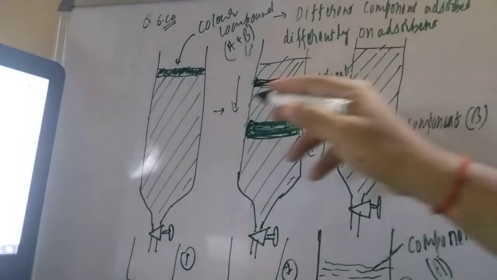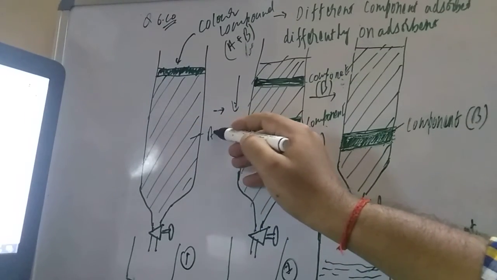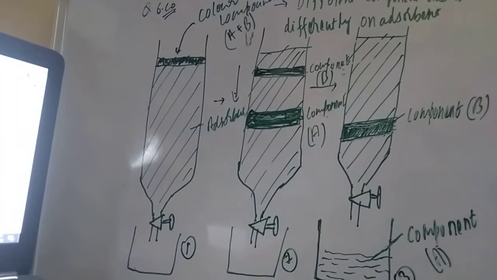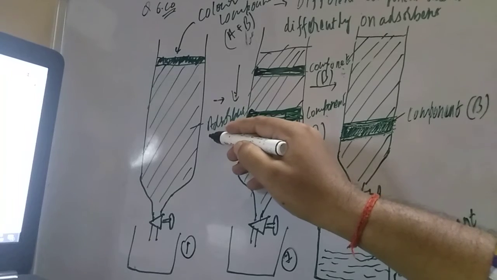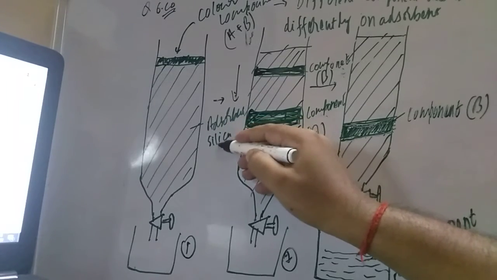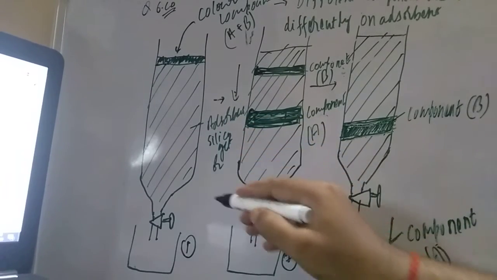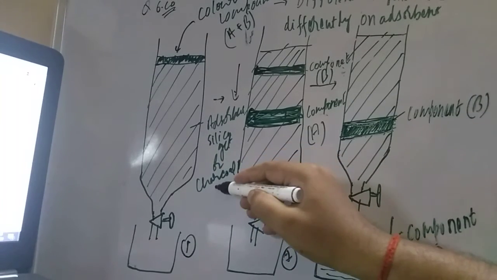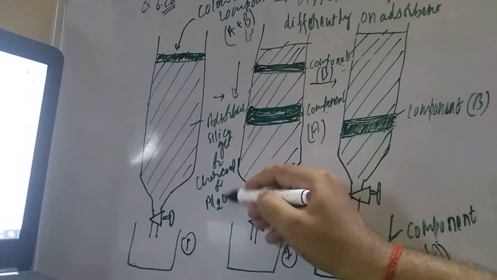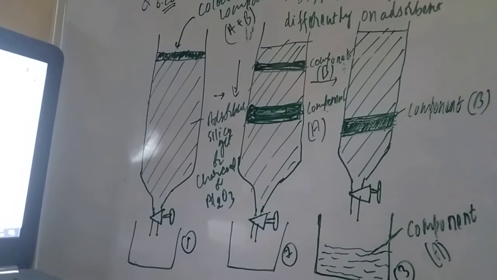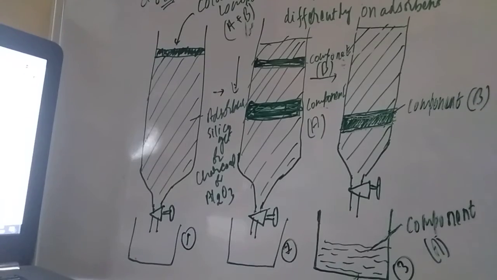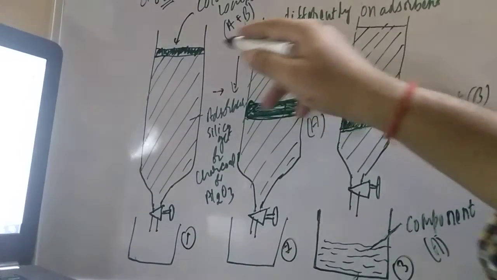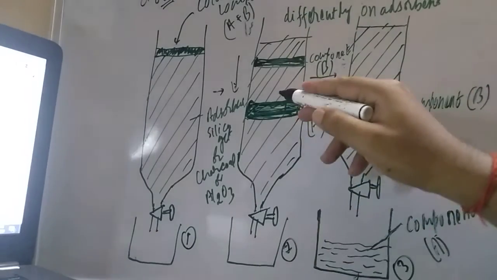So these are the components, and this is the adsorbent. The adsorbent is the non-mobile phase, that is the stationary phase, made up of either silica gel, or you can use charcoal, or alumina, Al2O3. So firstly you are making 2 phases: the first one is the stationary phase and the other is the mobile phase. The color is the mobile phase, it gets adsorbed and comes down, and the stationary phase stays as it is.